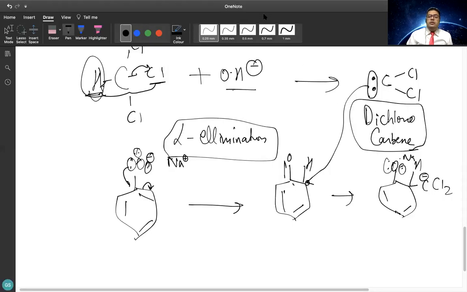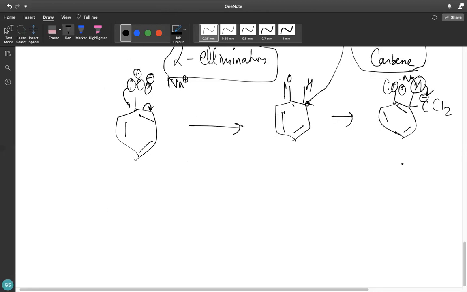And during that process, this H plus can easily get attracted towards this minus. And when this H plus leaves, a double bond will reform. And what we'll get? We can easily get this one. The double bond, double bond, double bond, O minus, Na plus, CHCl2.